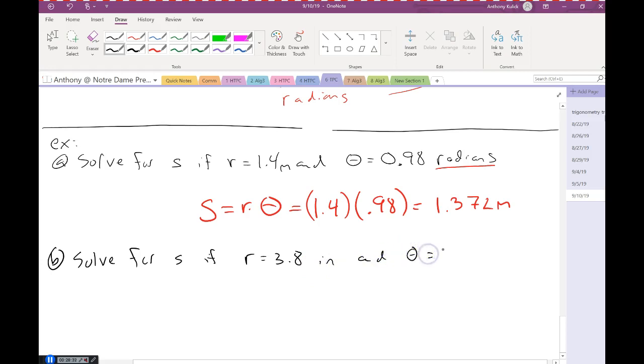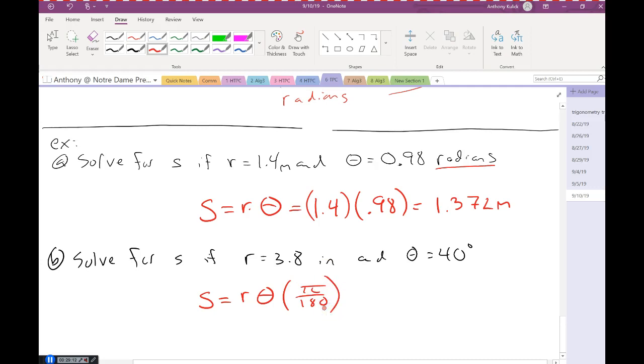That's embarrassing. How about this one? We're told to solve for S if R equals 3.8 inches and theta is 40 degrees. Which formula for S should we use? Yeah, we should use the one that is in the degree form that has that extra conversion factor already built in.